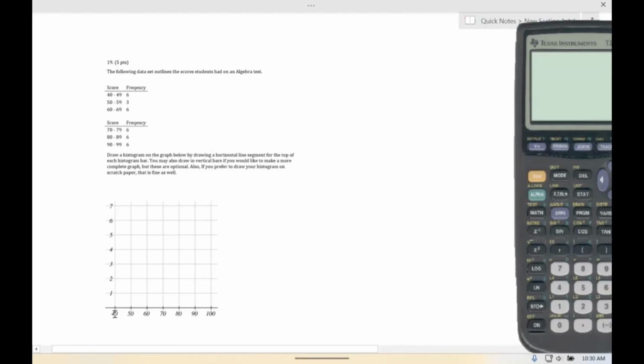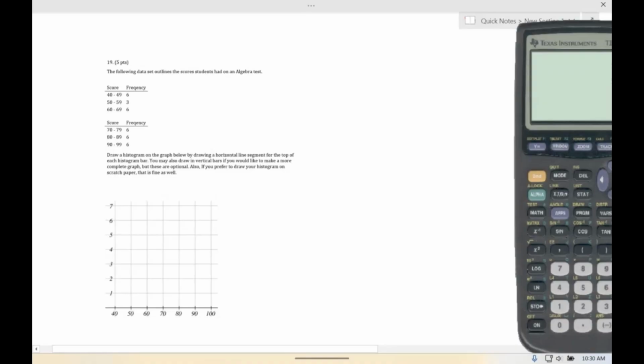So notice on this histogram, on the horizontal axis, we have from 40 to 100 going by tens. And on the vertical axis, we have 1 through 7, which represents our frequency. So if we take a look at the first data range from 40 through 49, we have a frequency of 6.